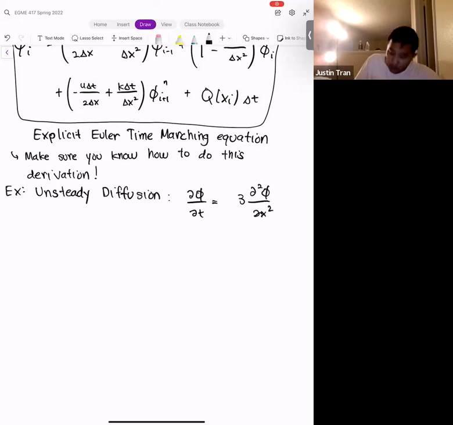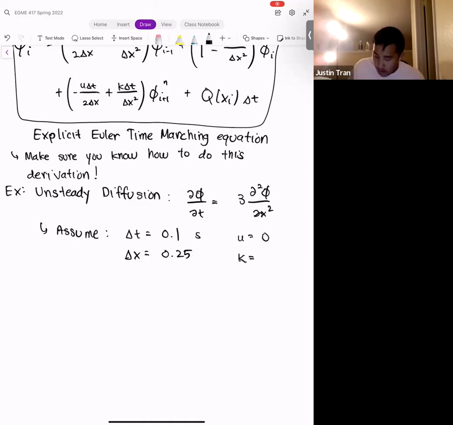And so if we assume delta t, the time step size, which is given to us, is going to be 0.1 seconds, and delta x here, we'll assume it to be 0.25, just for the sake of this problem. And from this problem, we can also see that u is equal to 0 because we have no convection, and k here is equal to 3.